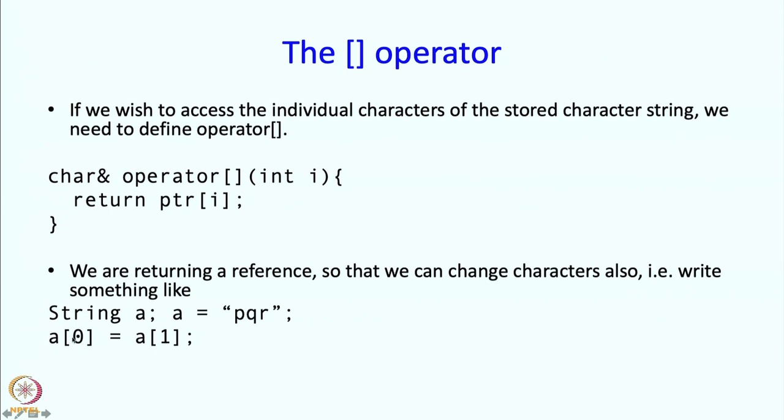A[0] is a variable and it will be a reference, so it will mean that variable itself. It will not mean the value. And so that variable itself will appear here, so to say, and therefore we can store into it. That is why we are returning a reference rather than a value. If we have this defined and we are allowed to write this, then this will cause A to become QQR.